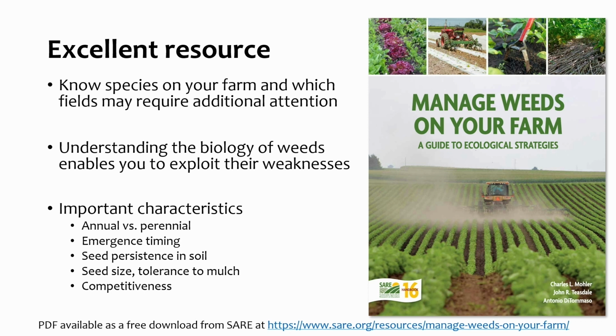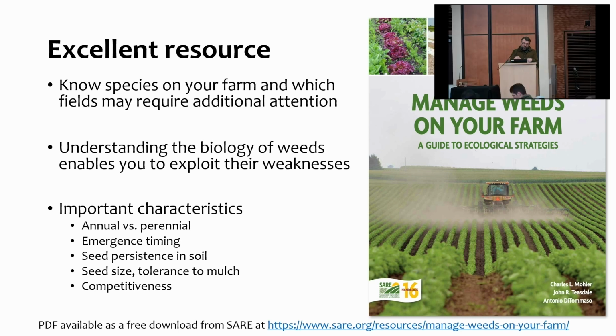Okay, so you go through and again, knowing the species on your farm. There's a whole section of this book that's based on individual species, and it goes through the most common species that we're dealing with as organic farmers. And it has a lot of information about the ecology, the biology of those species, and management tips. So, that second bullet point, understanding the biology of weeds, really helps you exploit their weaknesses. Okay, so that's a major point of this book.